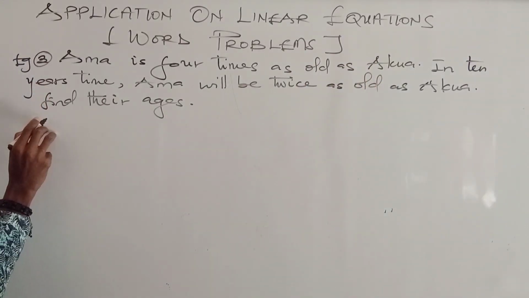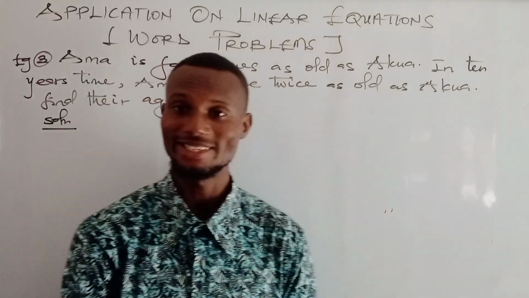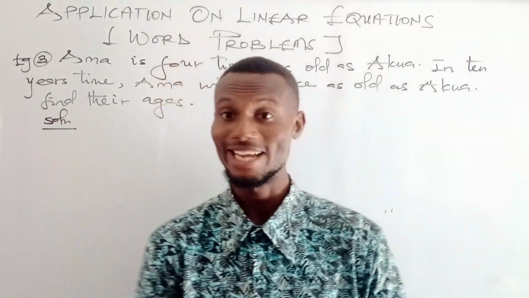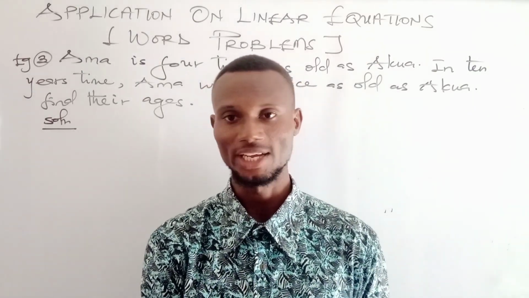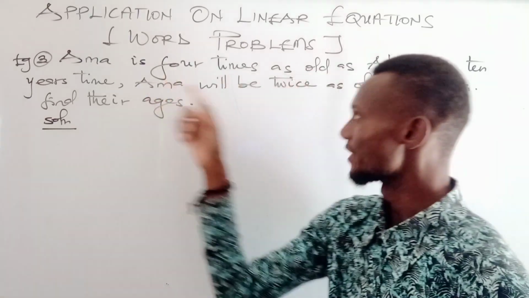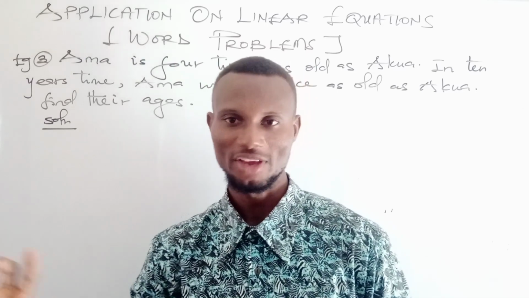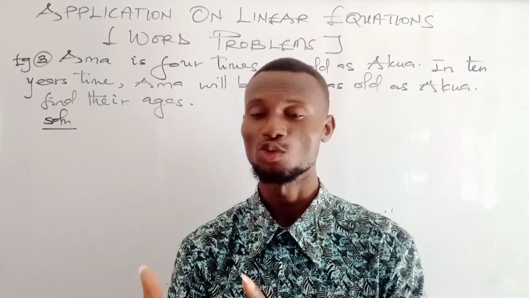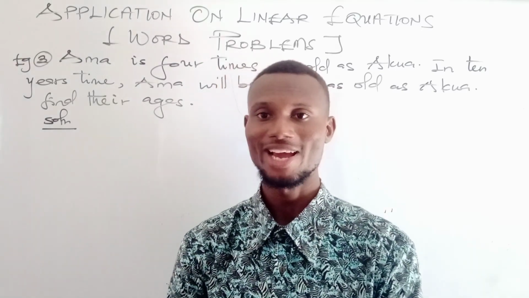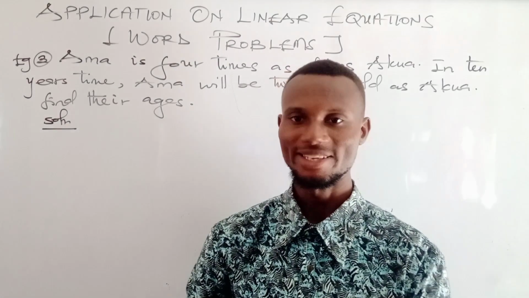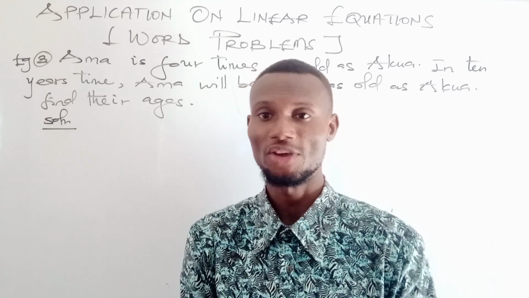Okay, so let me write down my solution. What I'll say is that I will let Ikea's age be S, or I'll let S represent Ikea's age, because we don't know Ikea's age. The question says Amma is 4 times as old as Ikea. And the thing is that we don't even know Ikea's age in the first place. So what we need to do is represent Ikea's age by a variable. And if we are able to do that, then we can know Amma's age in terms of the variable that we've used to represent Ikea's age.